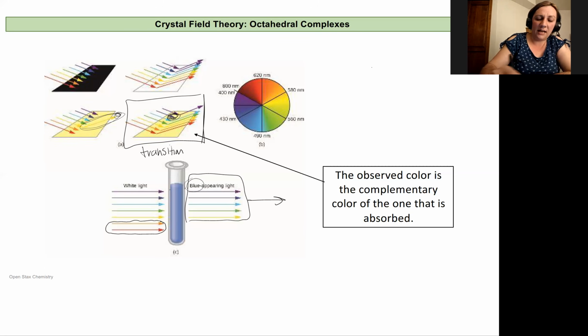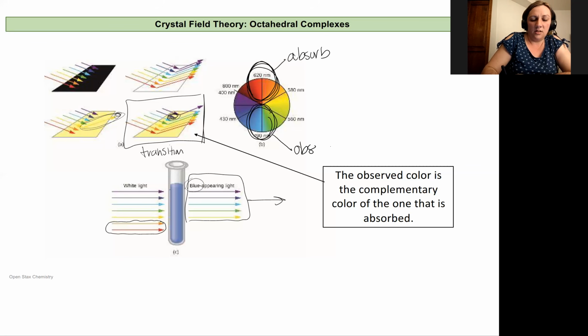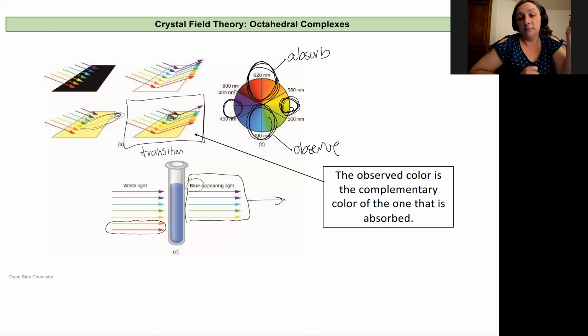This gets to the idea that the observed color that you see is actually the complementary color of the one that's absorbed. In this blue color example, we are absorbing in this red-orange region, and so we're going to see the opposite. We're going to observe the color that's on the opposite side of this complementary color wheel. If we were absorbing yellow-green light, then we would be seeing violet-blue instead. These colors go across from each other like that.